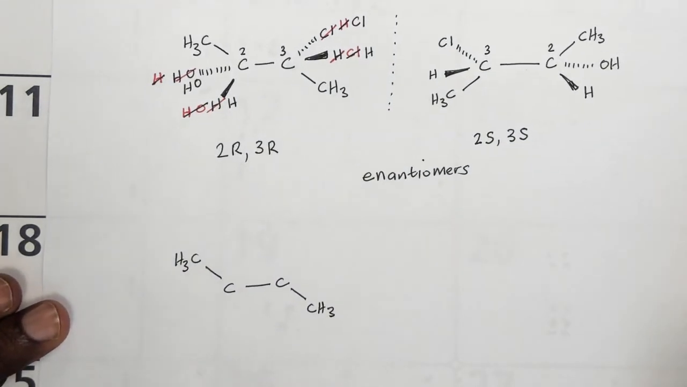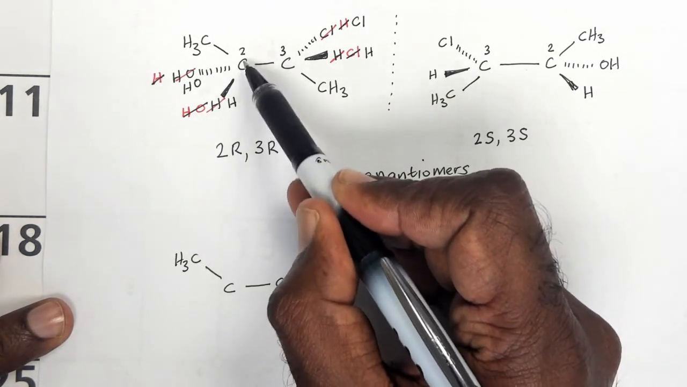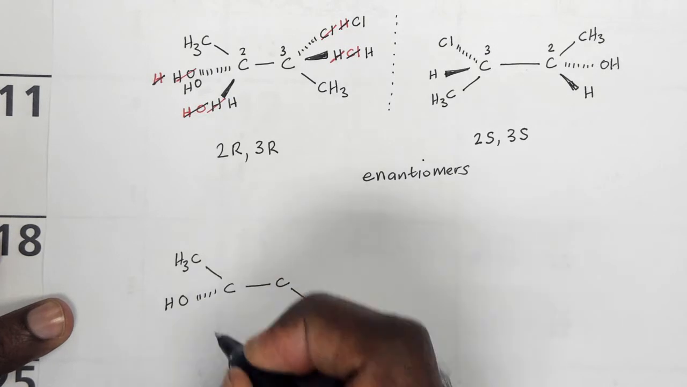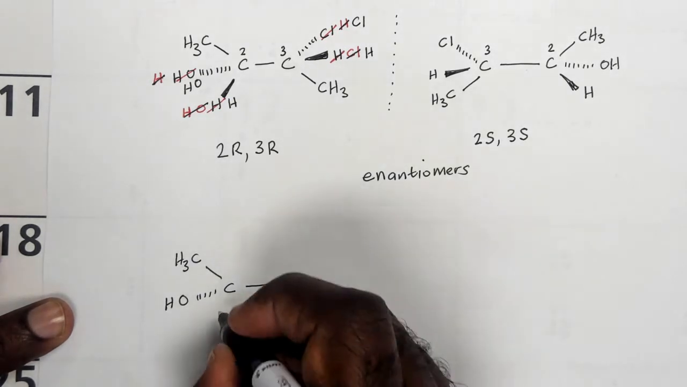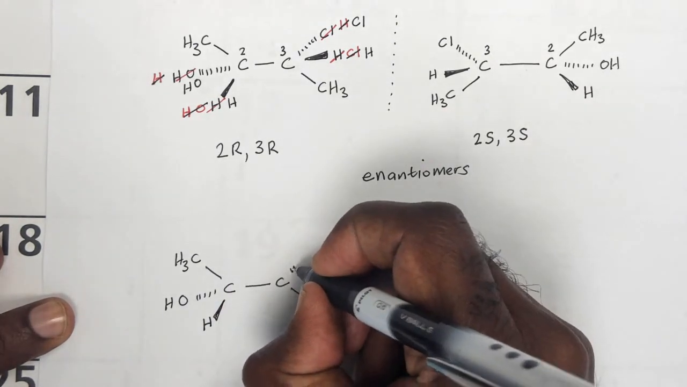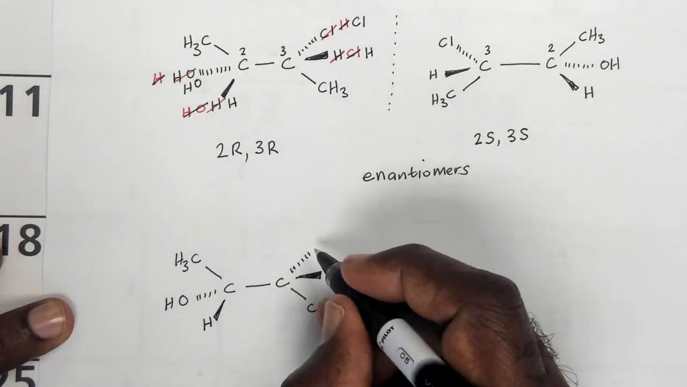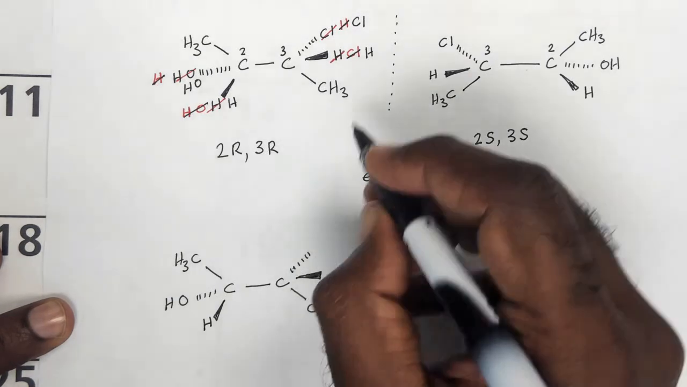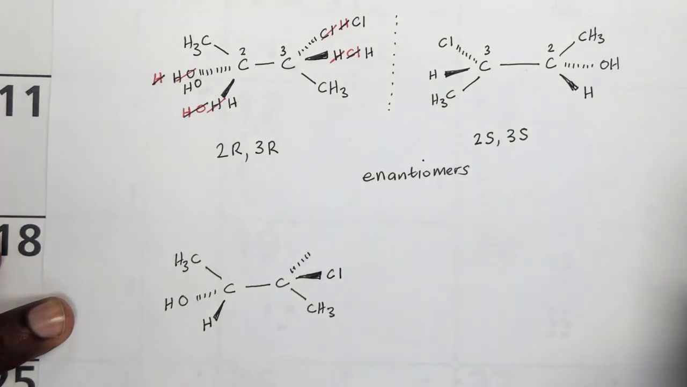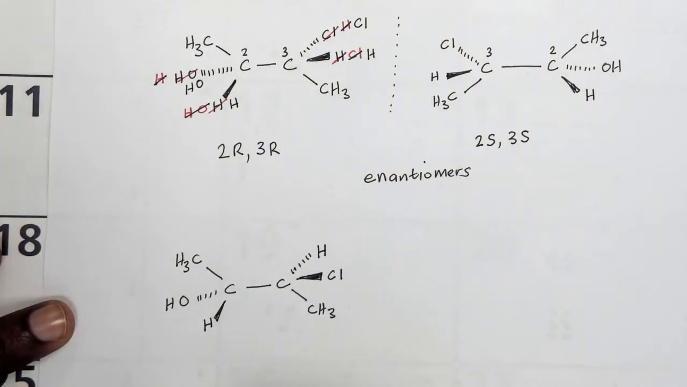And with this backbone, what I'm now going to do is keep one of the centers exactly the same. I'll choose to keep center number 2 exactly the same, which means I have a hydroxy group pointing away from me. I have a hydrogen pointing toward me. But on carbon number 3, I'm going to swap my chlorine and hydrogen around. So I initially have chlorine pointing away from me. I'm now going to point it toward me. I have hydrogen pointing toward me. I'm now going to point it away from me.